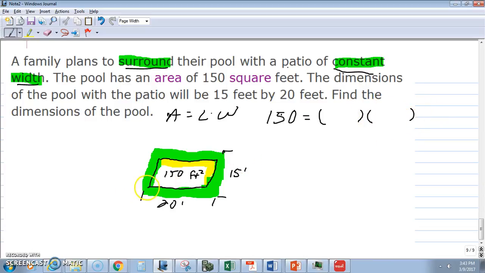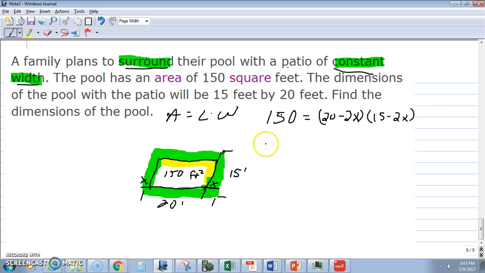Well, that's where this constant part comes in, because I know the length of the pool is going to be smaller than 20, right? So I'm going to take 20, and I'm going to subtract something from it. And what am I going to subtract? I'm going to subtract this amount here, and this amount here, and they're the same amount. So I'm subtracting 2 of those x's. And then on the other side, it's 15 minus 2 more of those x's, right? It's smaller than 15 by x here and x here. And the reason this works is because it's a constant width, right?